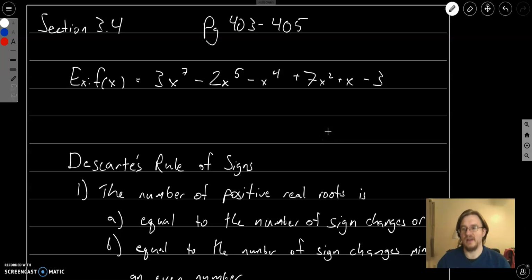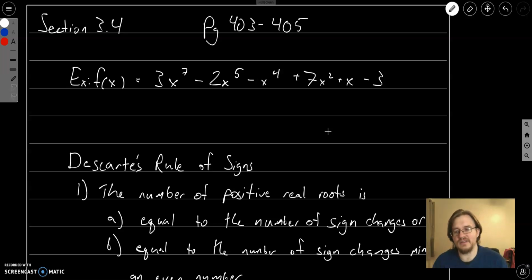Hello and welcome back. This will be the last video in section 3.4, and this is essentially just a very nice trick that will help us look for roots of polynomials. And here I have an example function, f of x equal to 3x to the 7th minus 2x to the 5th minus 4x to the 4th, minus x to the 4th plus 7x squared plus x minus 3.